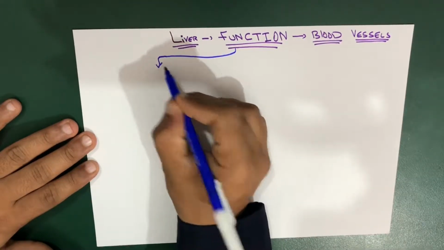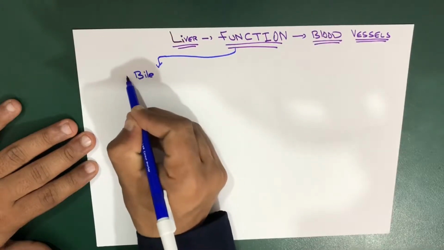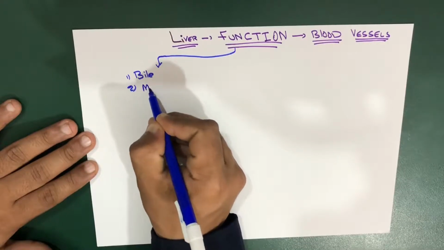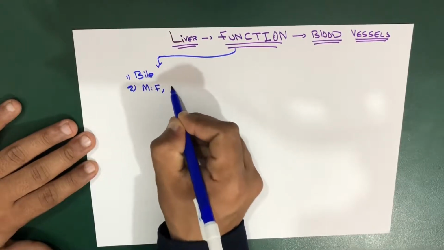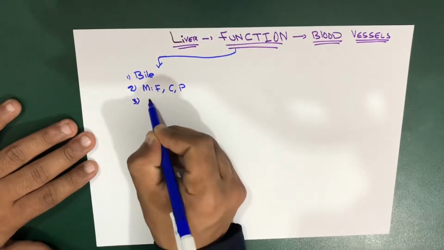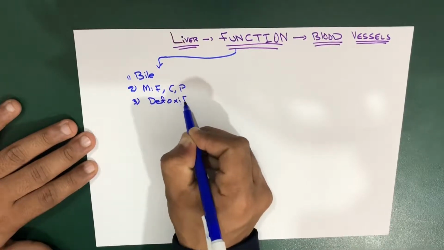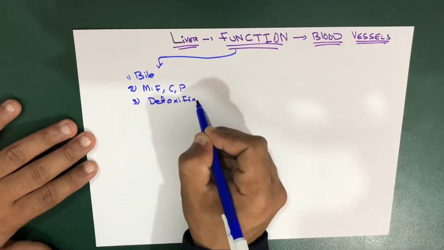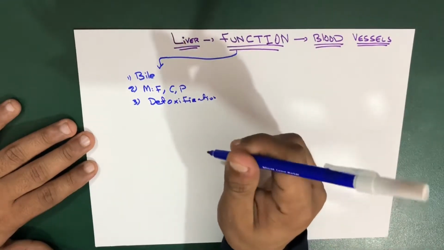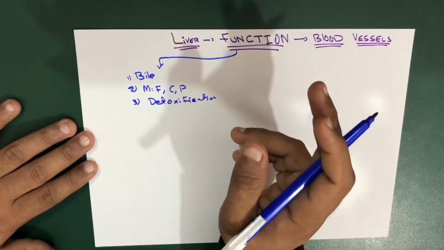The first function of the liver is the secretion of bile. The liver secretes bile. The second function is the metabolism of fat, carbohydrate and proteins. The third function is detoxification, a well-known function of the liver, which is the degradation and excretion of waste, drugs, hormones, chemicals and toxins.